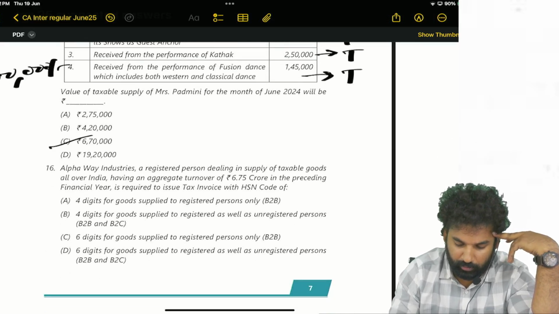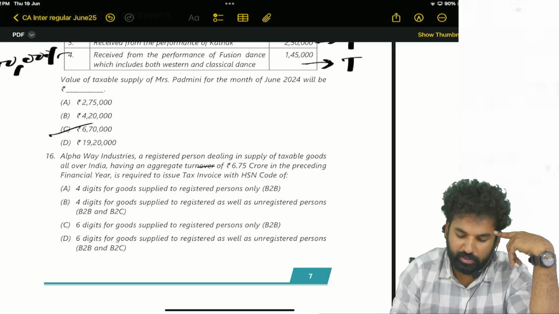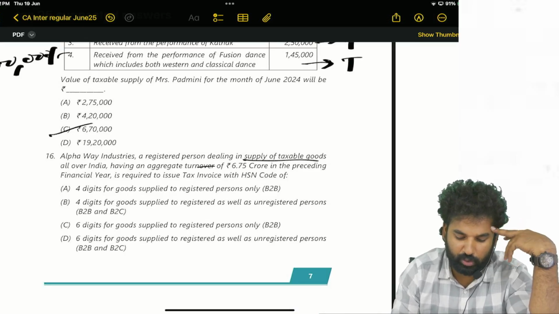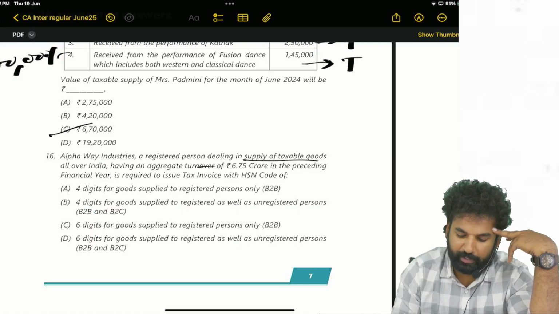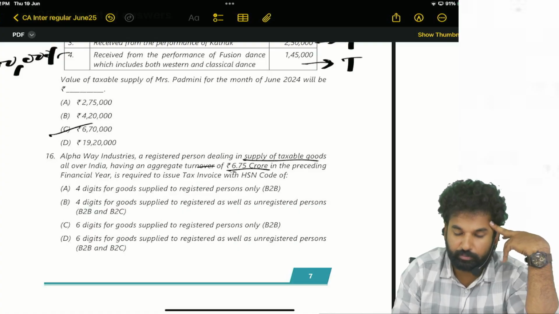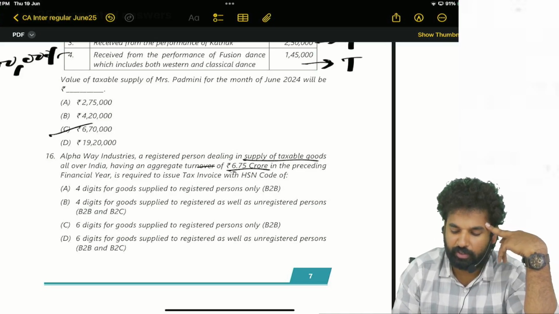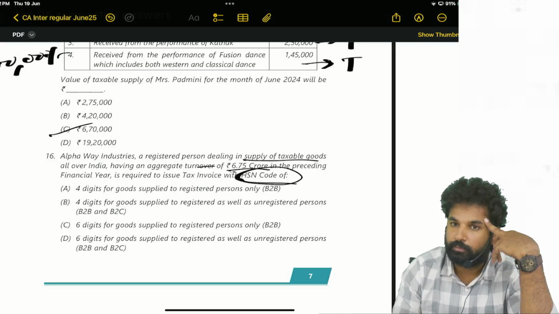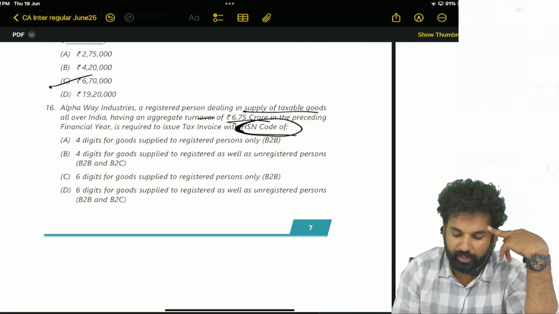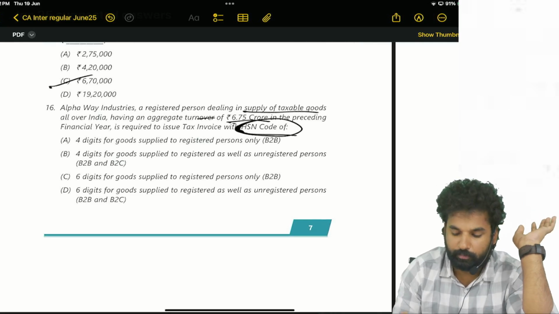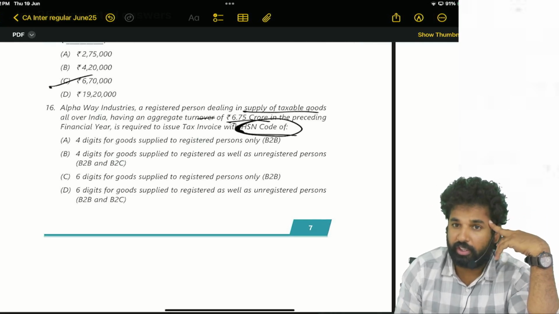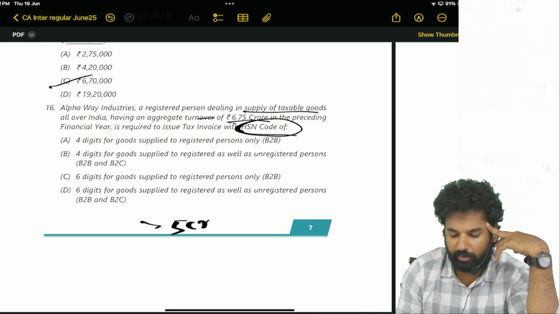Okay. Alpha Way Industries, a registered person dealing in supply of taxable goods all over India, having aggregate turnover of 6.75 crores in the preceding financial year, is required to issue tax invoice with HSN code. How many digits of HSN code shall be there? What is the turnover limit? 5 crores.